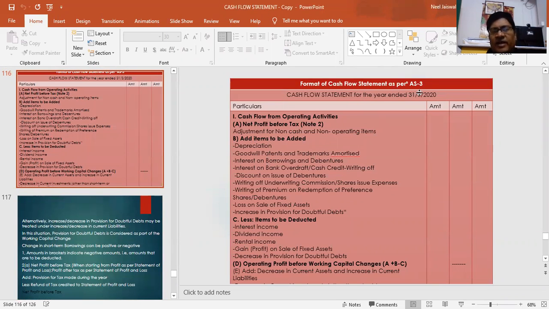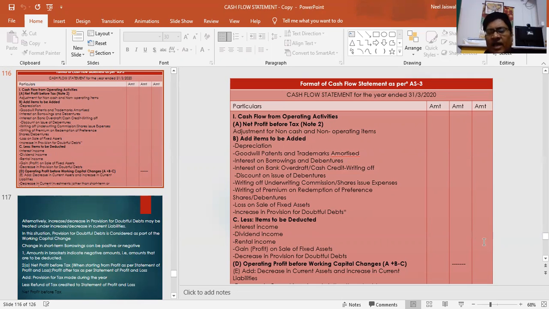Format of cash flow statement as per AS3, cash flow statement for the year ended 31st March 2020. It can be any year; I have taken 2020 over here. First thing, particulars, amount, three amount columns. Why? Because the inside part of every activity we will write in the first amount column. Then in the second amount column, the totals of those activities, and the cash flow from operating activities, from investing activities and financing activities, we will write in the third column.